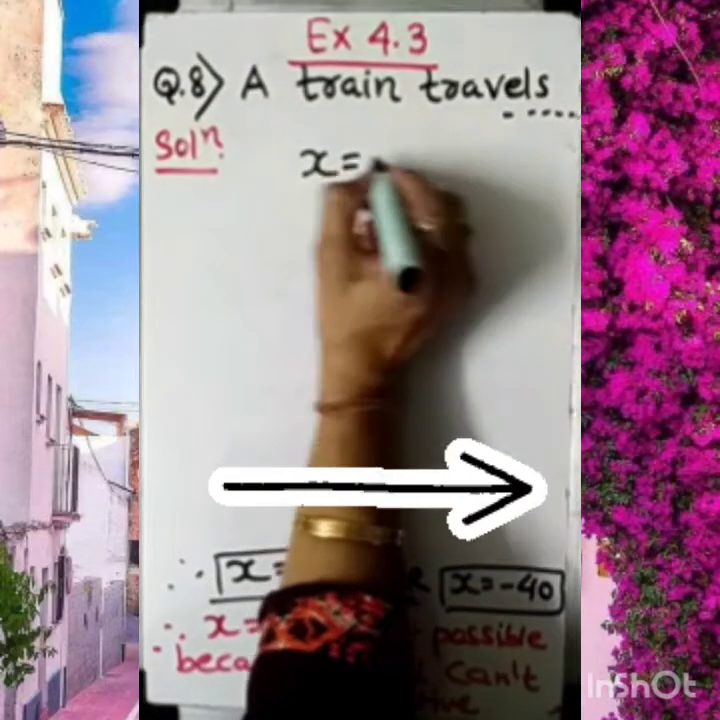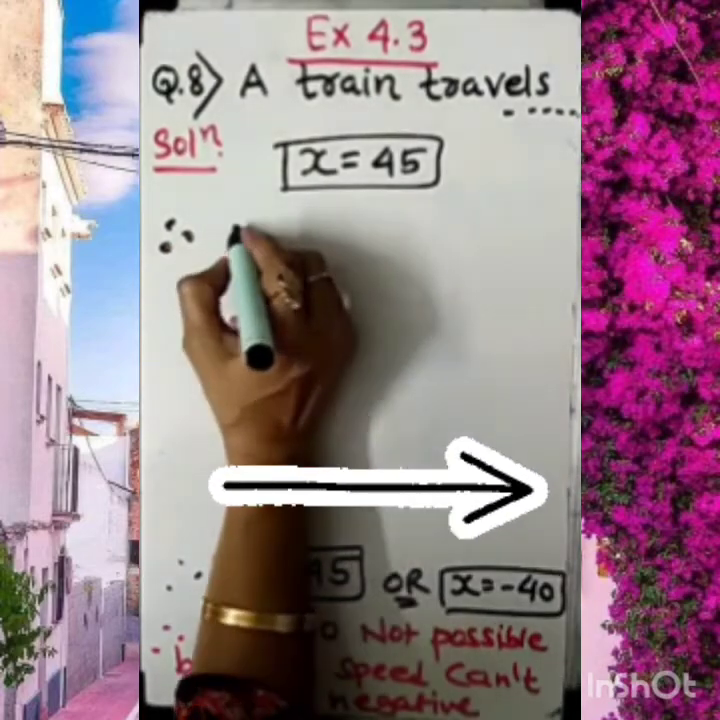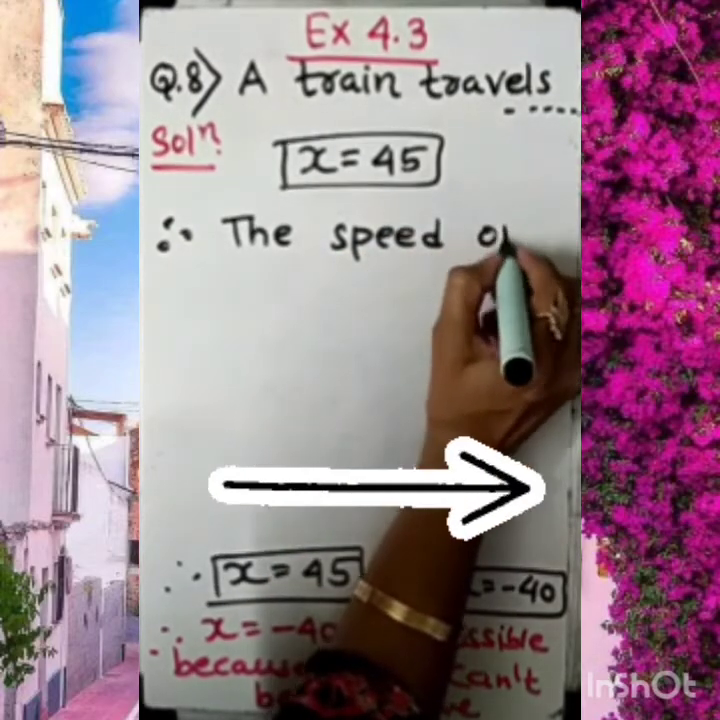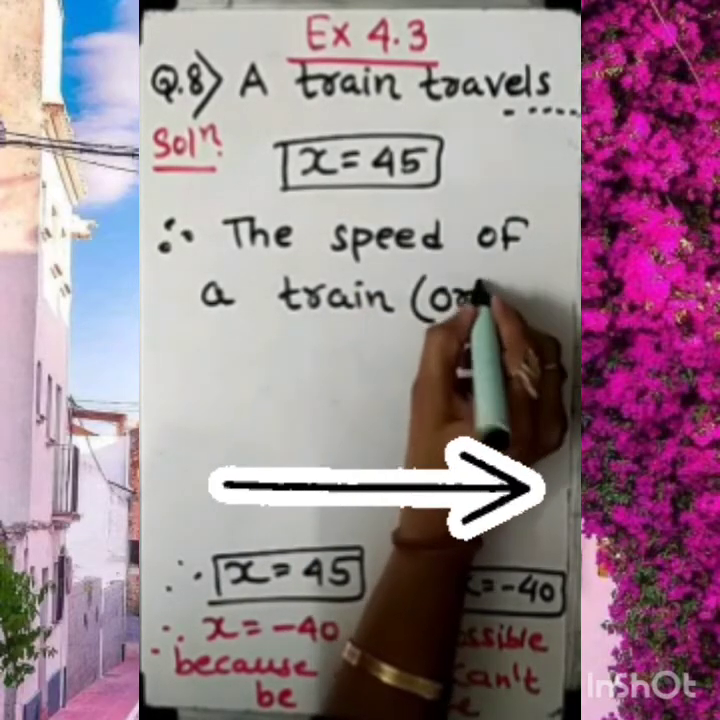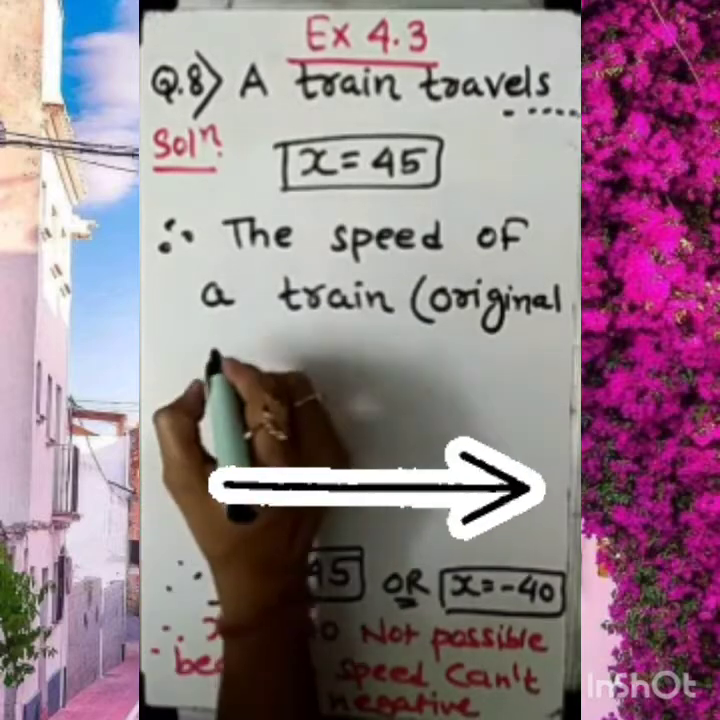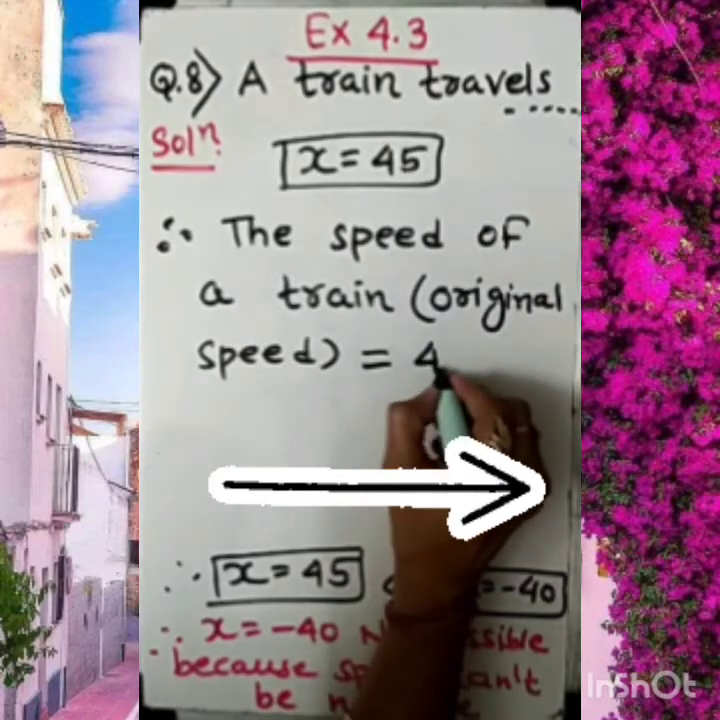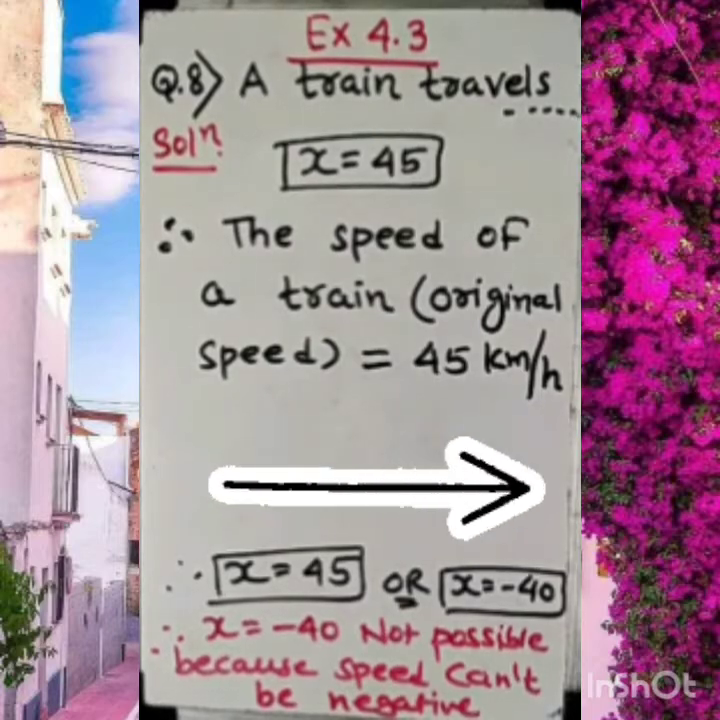So dear student, in a statement form we need to write here, therefore the speed of a train, that is original speed, in bracket you can mention original or uniform speed of a train, that will be 45 along with the unit kilometer per hour. So this is the required result. This sum is very important for the examination purpose also. So please practice this sum again and again.